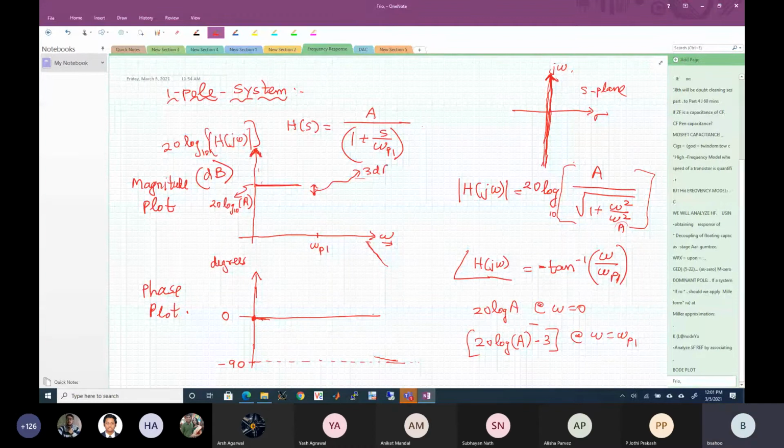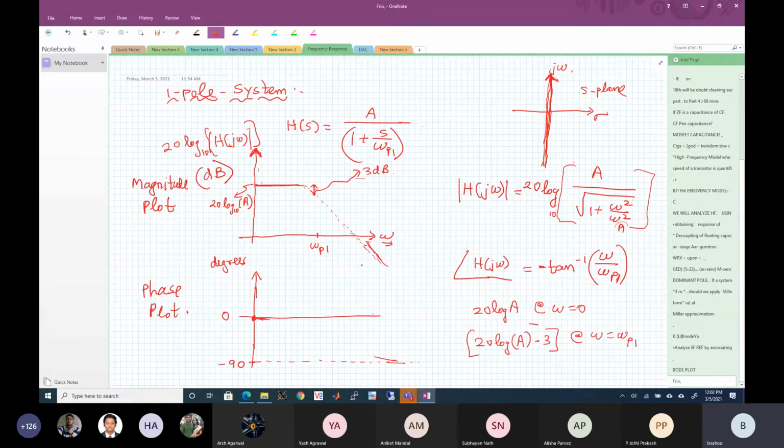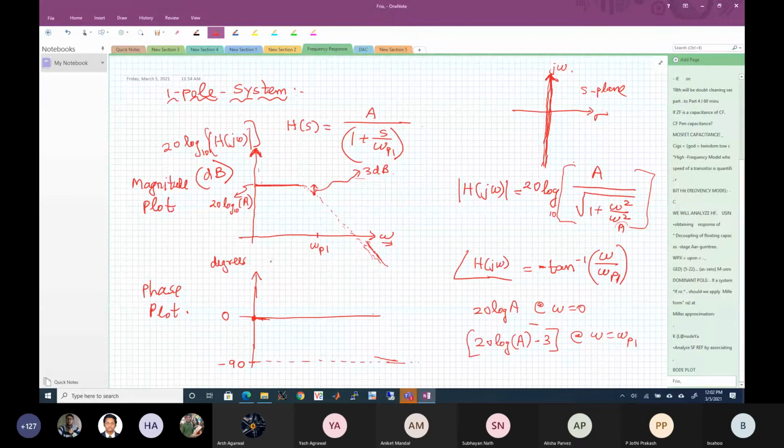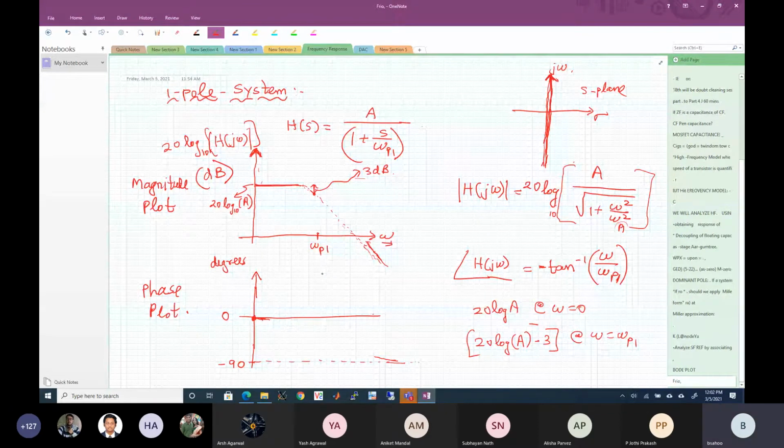Now, my plot is therefore going to cross like this, and it will be going down. Okay. Now I have drawn a straight line here. Can you show that if I plot it in dB, and omega is in log scale, this will become a straight line? Can you prove that?